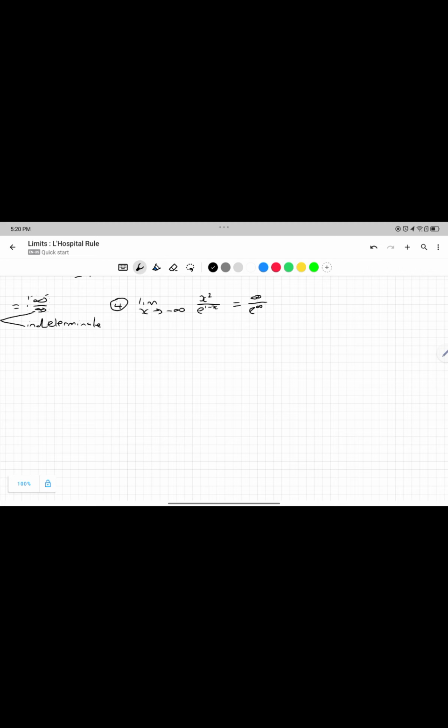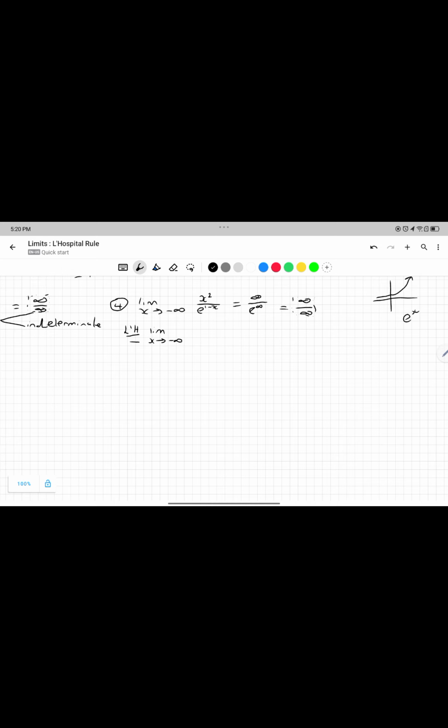As the function e to the x, as the x value approaches infinity, what does e become? e becomes infinity. So you get an indeterminate form. Here we go. So using L'Hopital's rule, it's L'Hopital. Don't listen to me when I say hospital.